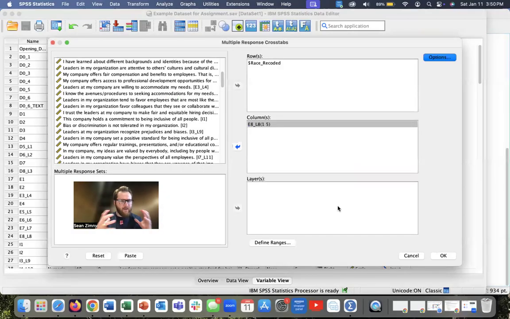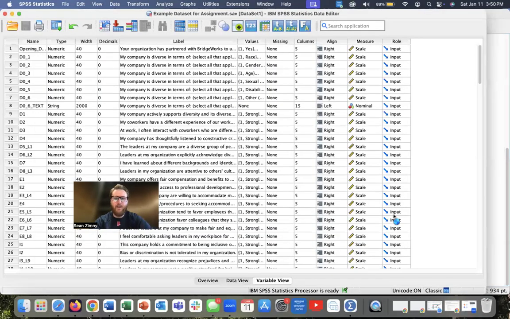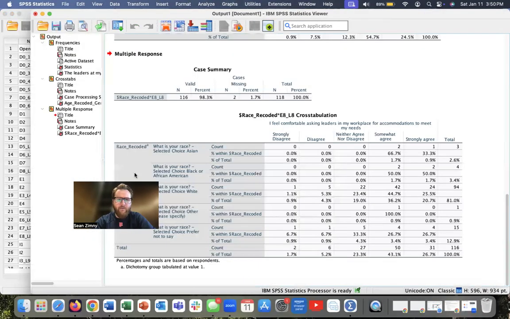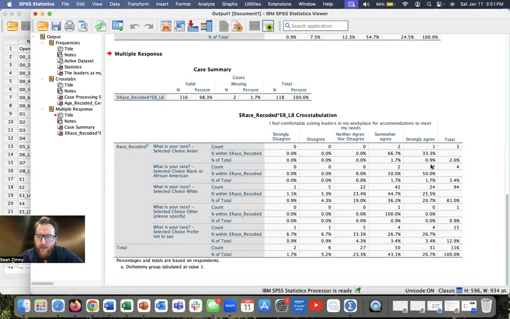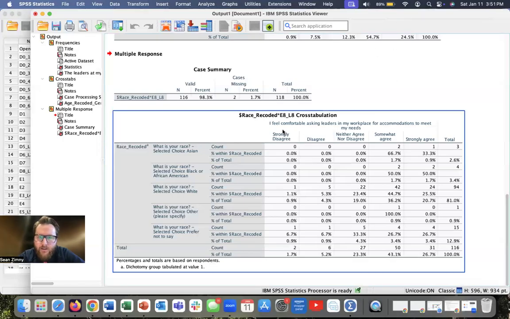Again, you're running the same analysis, but because it's multiple response, it just looks a little bit different. Let's click OK there. So now you have a race crosstab for this question. Again, describe the same sort of differences. So examine the table, take some time to look at it. What's an example? I feel comfortable asking my leaders in the workplace for accommodations. So we could look at the difference maybe between white respondents versus African-American, Black respondents.